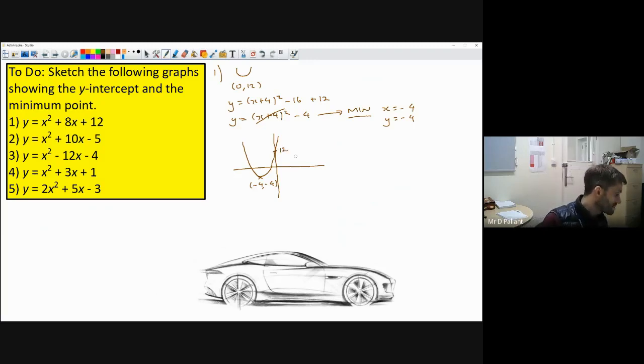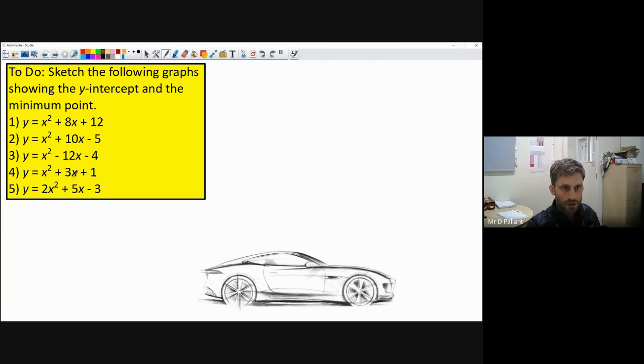So there is number 1, numero uno. Number 2. Okay, so I've got the shape is a U shape, it's a quadratic. The intercept is x is 0, y is -5. Let's complete the square. Minus the 25 and minus the 5. And that will give my minimum point. Well, x will be -5 to make the bracket 0. And once the bracket's gone, y will be -30.